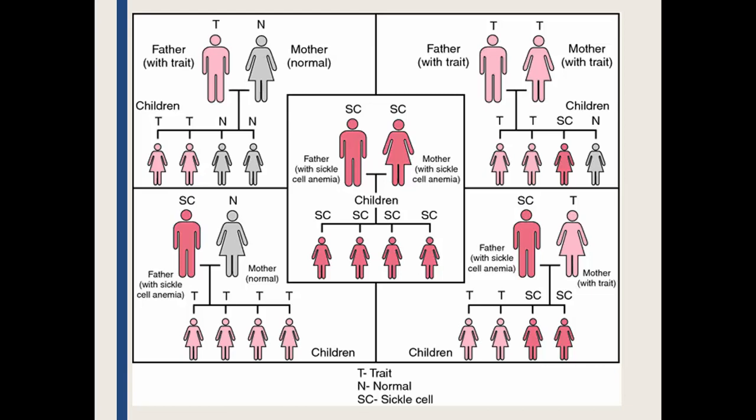If you've got a father with sickle cell anemia and the mother's normal, then all of your kids will have the trait. If both have the trait, then you will have half that have the trait, 25% will have sickle cell disease, and 25% will be normal. If the father has sickle cell anemia and the mother has the trait, half will have the trait and half will have the disease. And then if both parents have sickle cell anemia, all of their kids will have sickle cell anemia.